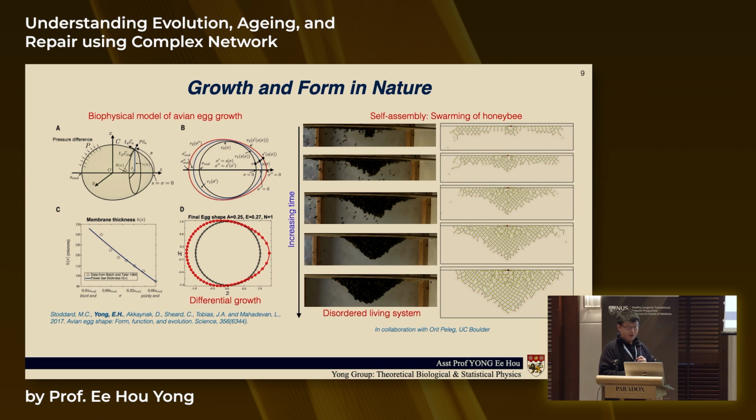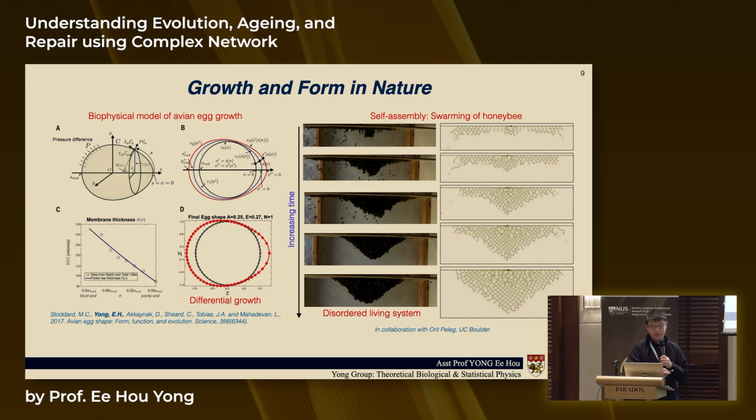So actually my field of work is more in this area of growth. In the past I've used this kind of graph structure to describe things like growth in avian eggs. For example, here you can see you have a circular graph, and then you see differential growth, and eventually you can generate different shapes that you see in avian eggs.